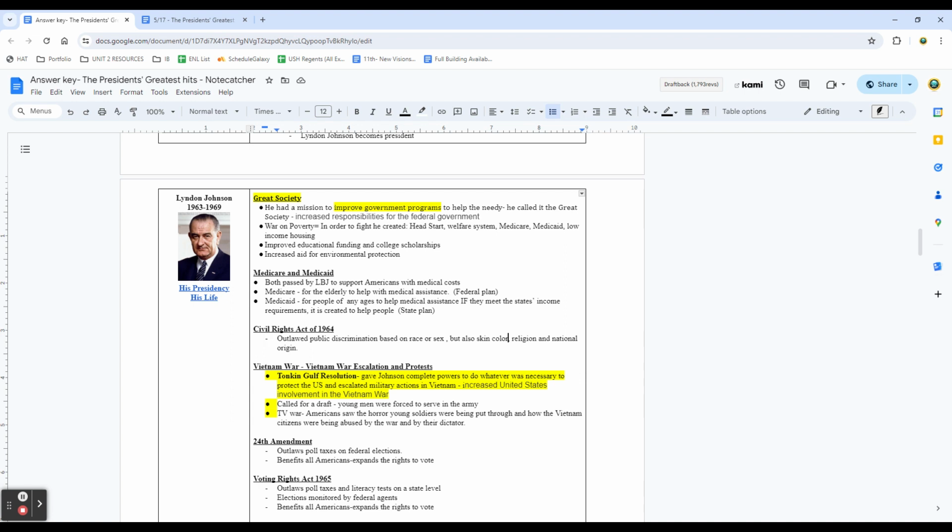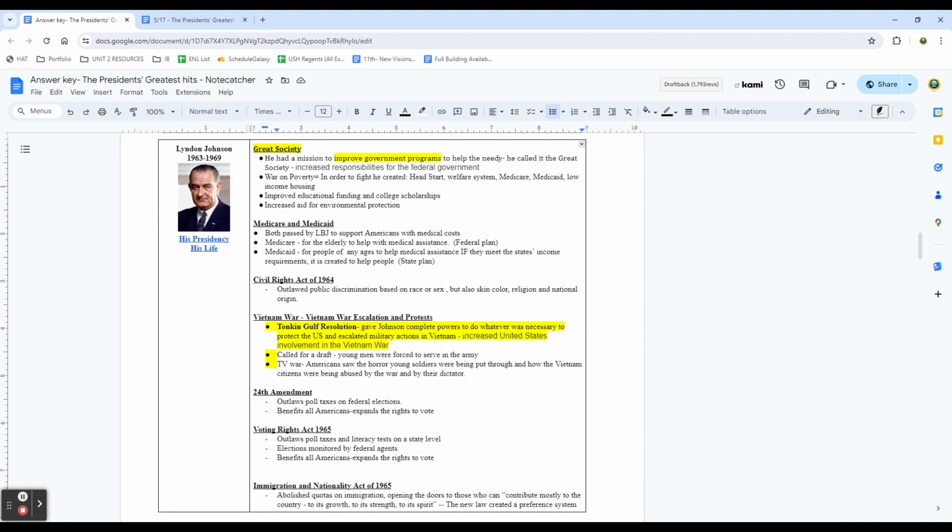Also in the Johnson administration is the Gulf of Tonkin Resolution. This is authorization for President Johnson to use military force in Vietnam without a formal declaration of war. It really expanded LBJ's presidential military powers.